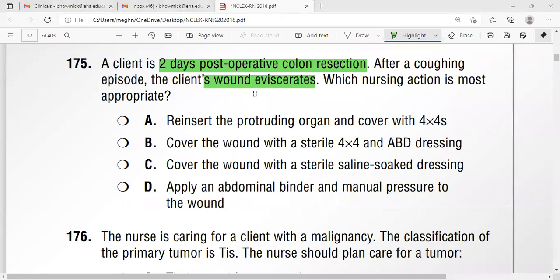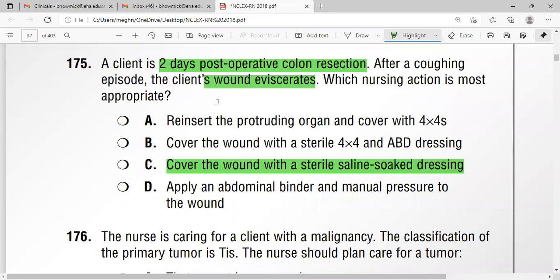So the correct answer is answer C, cover the wound with a sterile saline-soaked dressing. But here I want to tell you, my patient is 2 days post-operative colon resection, right? Colon resection is done in case of colon cancer, and it is performed to treat and prevent diseases and conditions that affect the colon, for example colon cancer, benign or malignant, or other critical conditions.